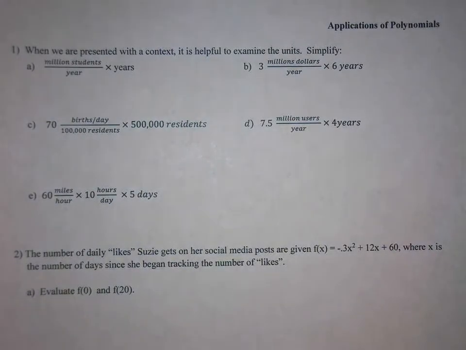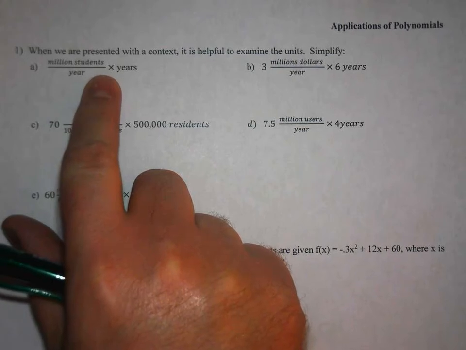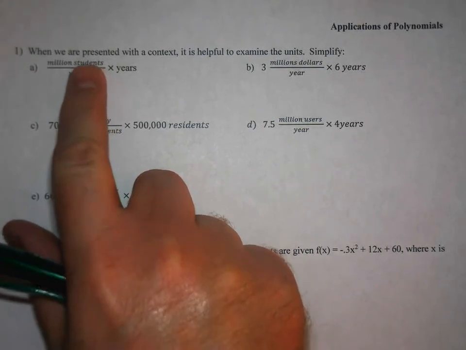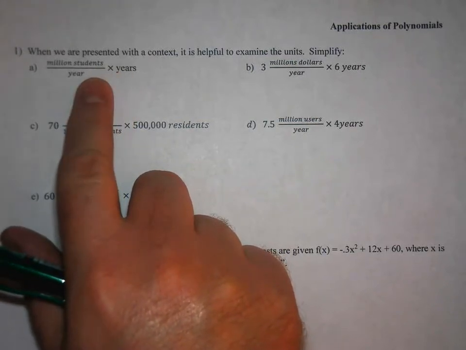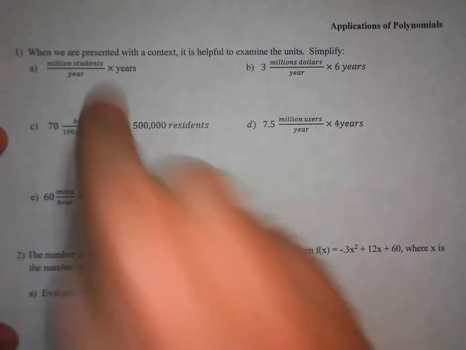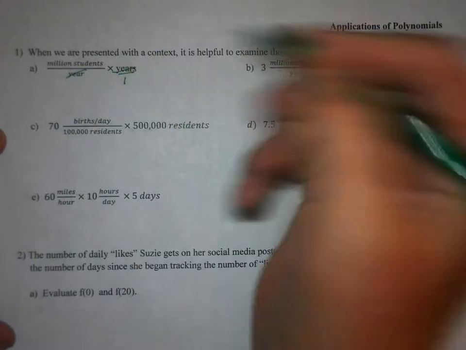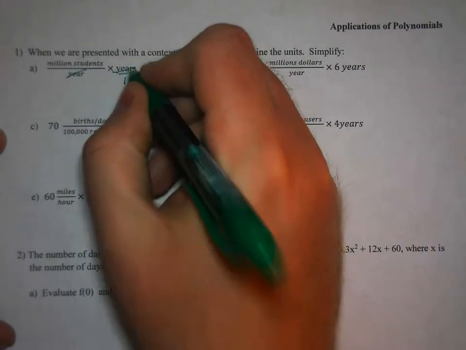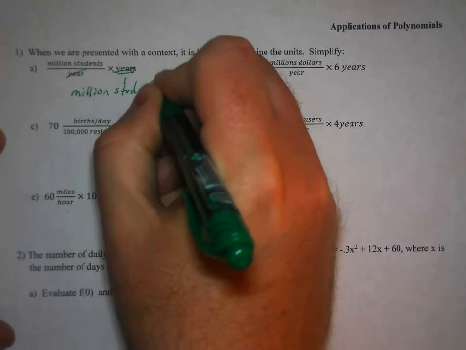When we're presented with a context, it's helpful to examine the units. So in number 1, if we have some kind of context where we're multiplying millions of students per year times the number of years, so maybe you're looking at the enrollment at a college or the number of people doing something. You have millions of students per year times years. What happens is when you multiply the units, the years cancel out because that second one is like years over 1. So the years cancel out and you're left with million students as your unit.